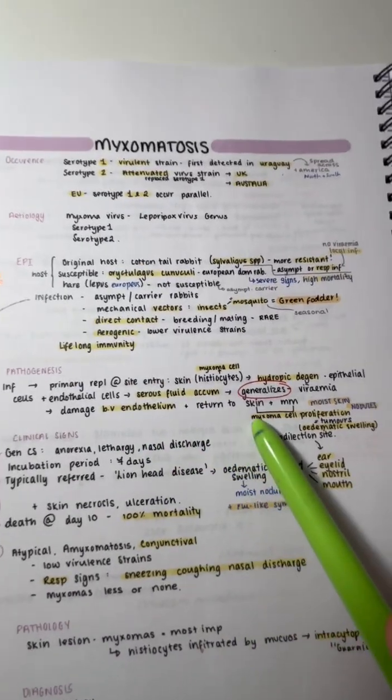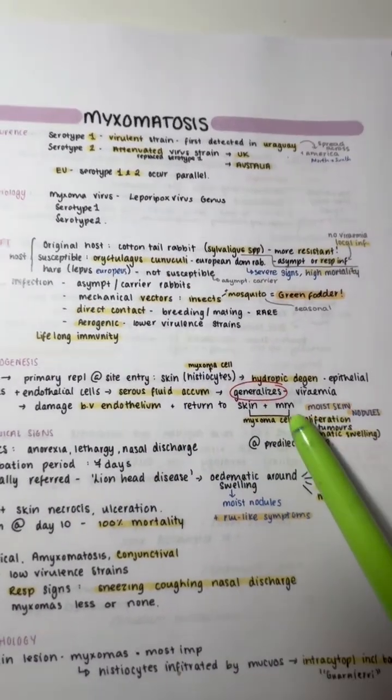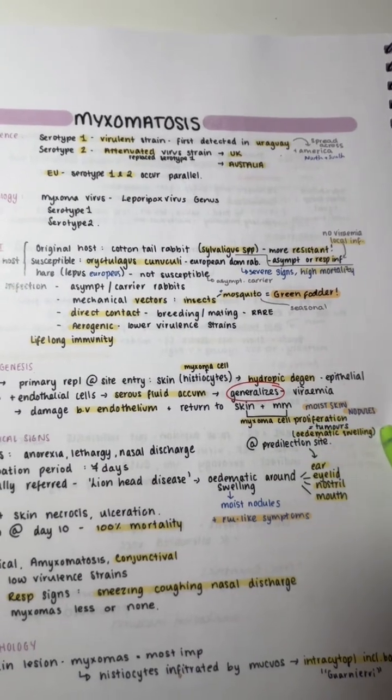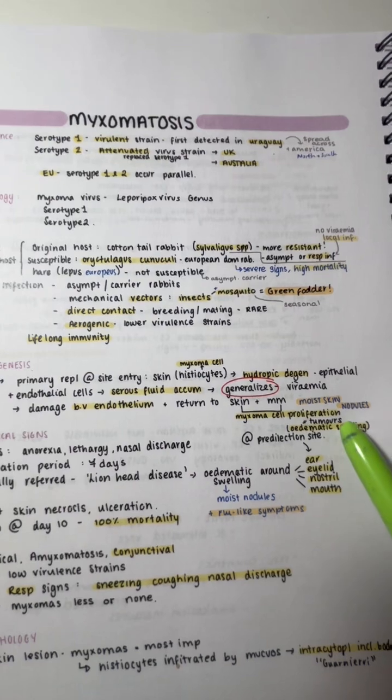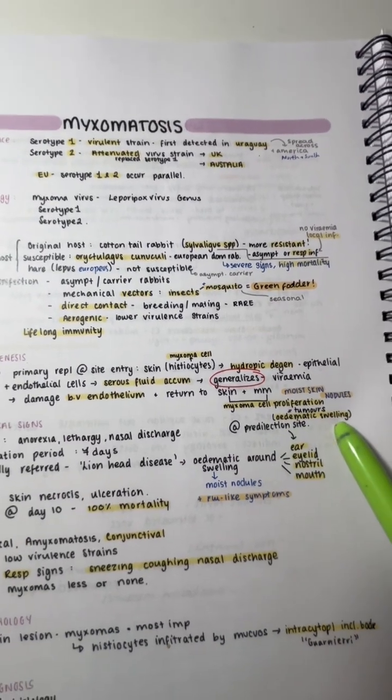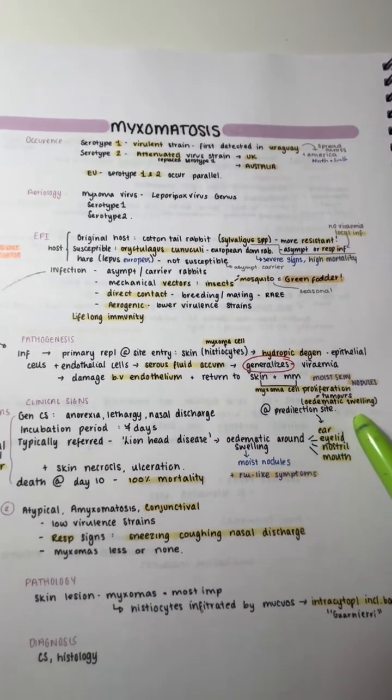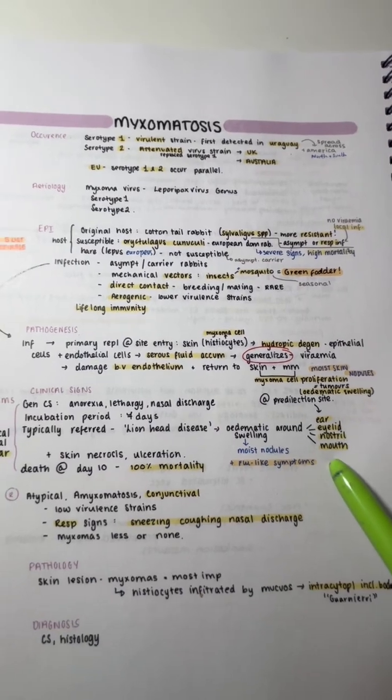And it returns to the skin and mucous membranes and creates moist skin nodules. It's called myxoma cell proliferation. They're tumours. They're edematic swellings. And the predilection sites are the ears, eyelids, nostrils, and mouth.